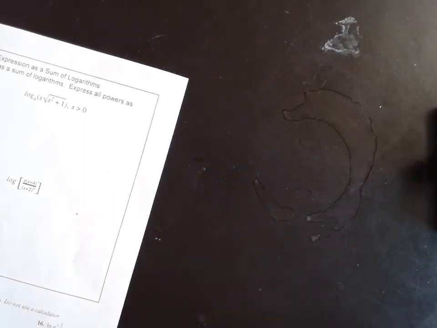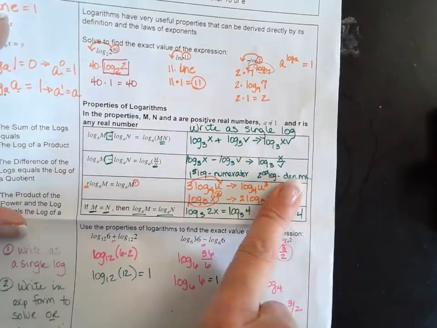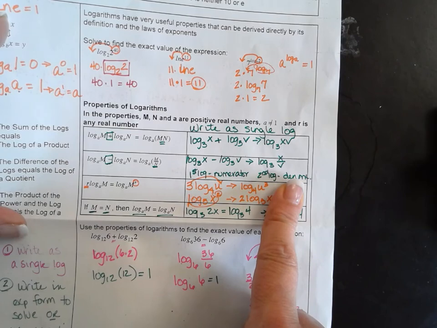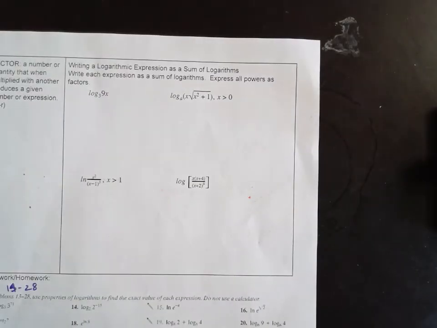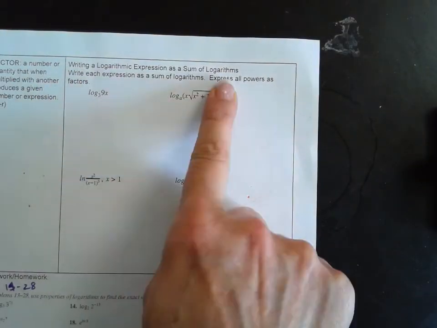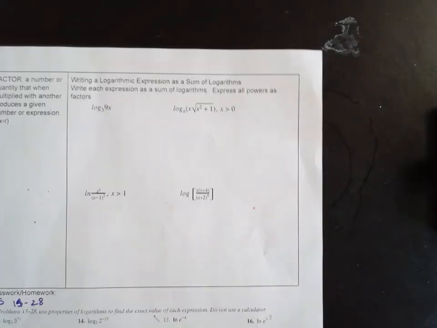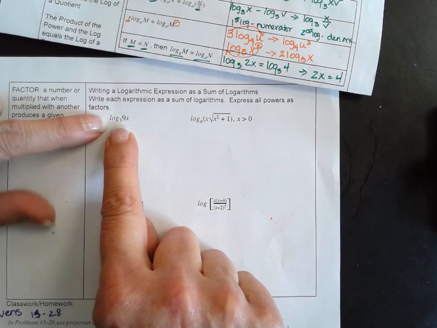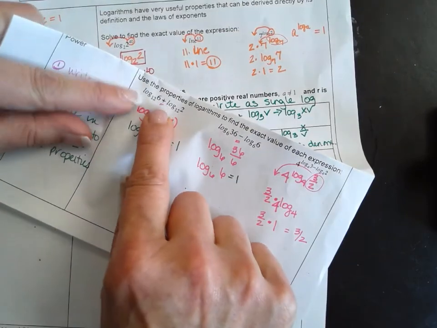Alright, so yesterday we were basically undoing single logs. Okay? But today we're going backwards. Yesterday we were putting them into this format. Today we're going to put them back into that format. Does that make sense?